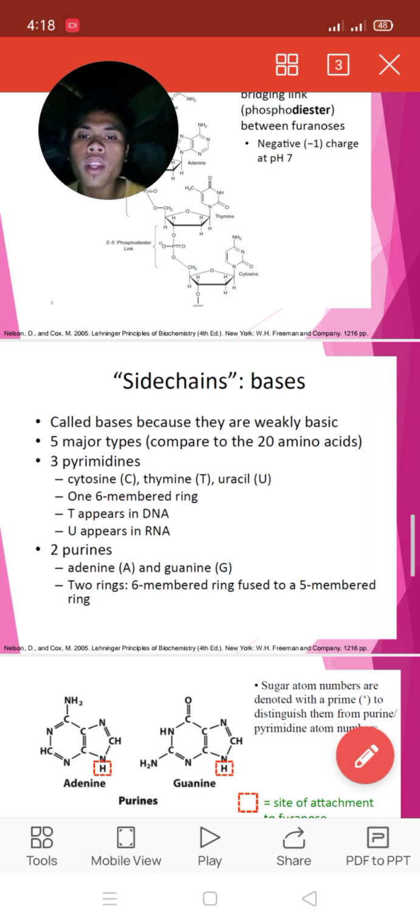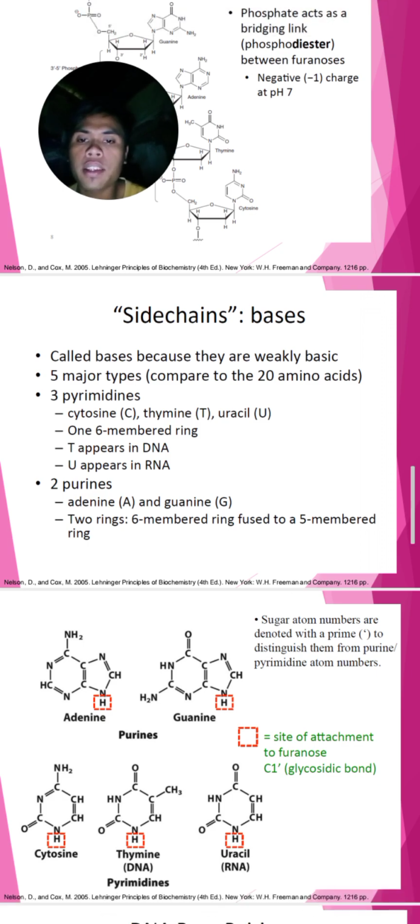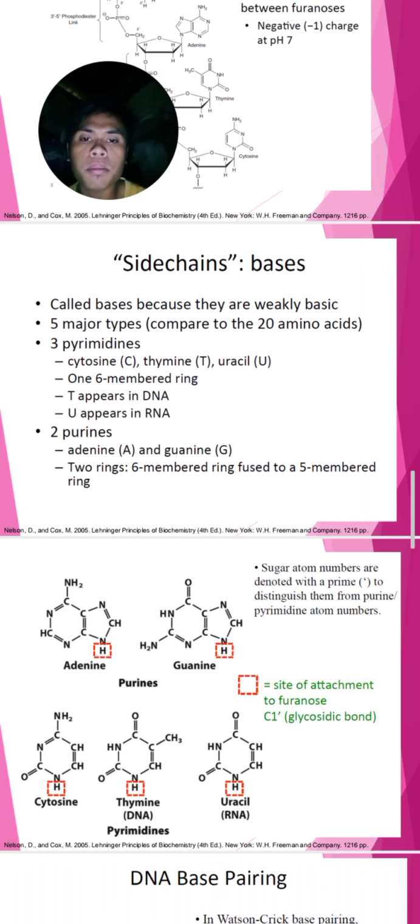So there are five major types, compared to the 20 amino acids. The three pyrimidines are cytosine, thymine, and uracil, each with one six-membered ring. T appears in DNA and U appears in RNA. There are two purines, adenine and guanine, with two rings: a six-membered ring fused to a five-membered ring.